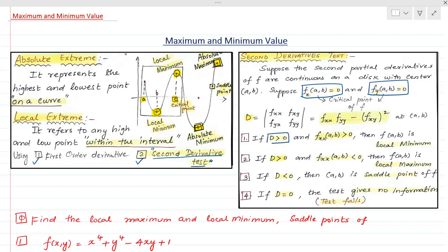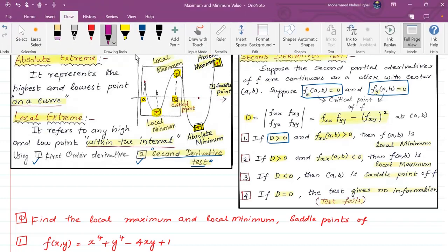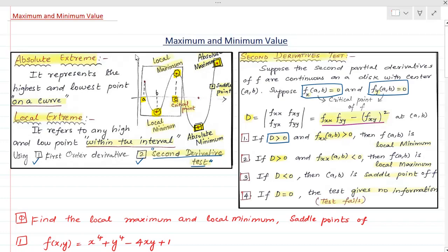If D is more than 0 and fxx is more than 0, we say it is a local minimum. When you have D more than 0 but fxx less than 0, we say it is a local maximum. So this is a very important rule. So this is minimum, this is maximum. If D is more than 0 and fxx is less than 0, it is a maximum. If D is more than 0 and fxx is more than 0, it is a minimum.